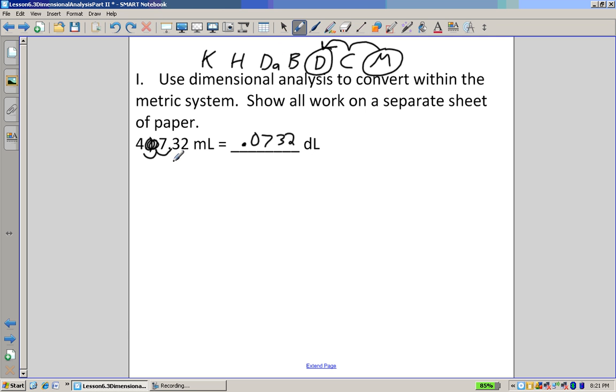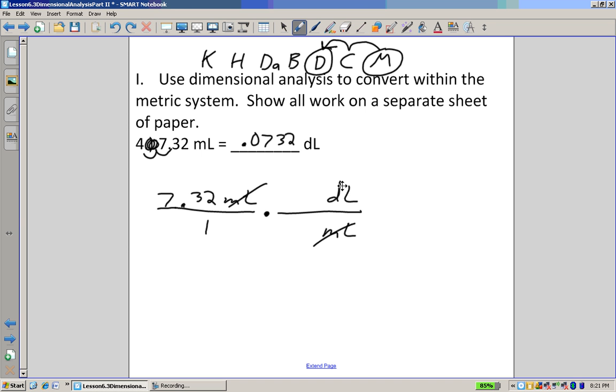Now let's go back and show some work here. 7 and 32 hundredths milliliters. We're going to put that over 1 times blank. The milliliters are on top here, so these must go on the bottom. We don't want the milliliters. Those will divide out. We do want the deciliters. So deciliters go on top here.